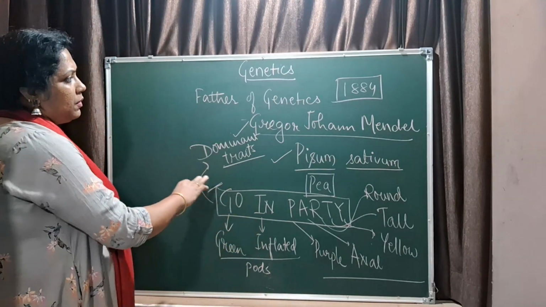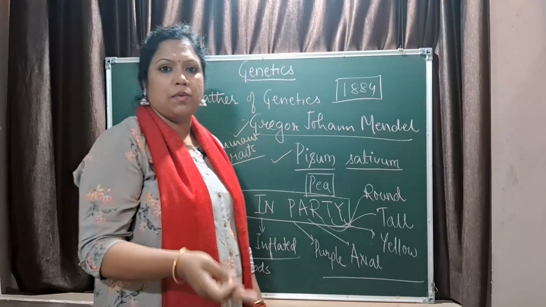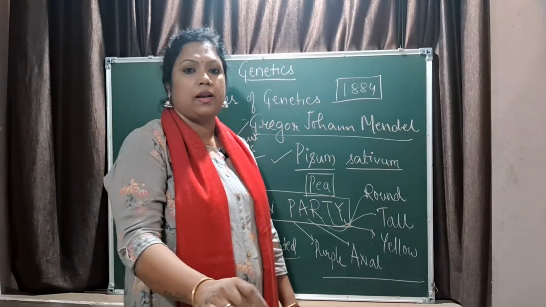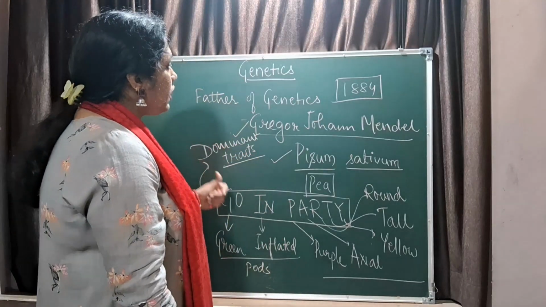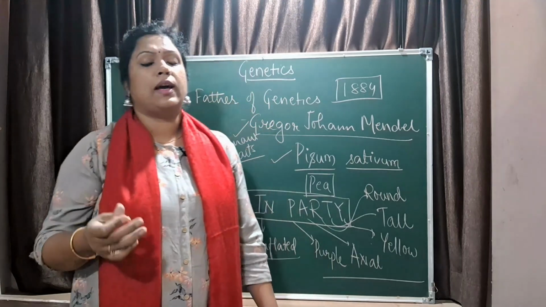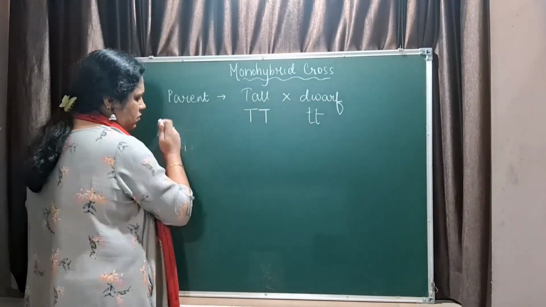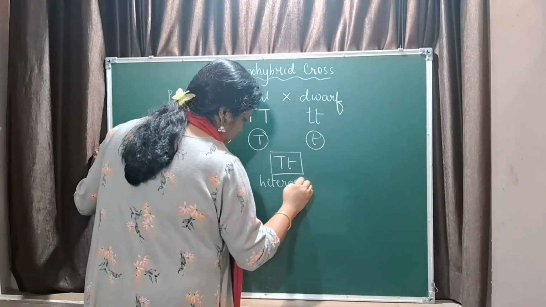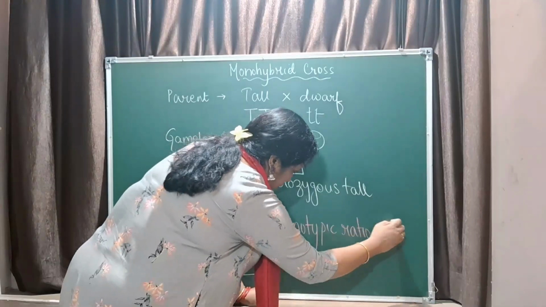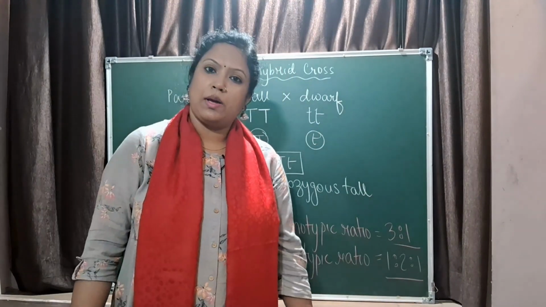So when we have studied about Mendel and his laws, there are three laws that Mendel has given: law of dominance, law of segregation, law of independent assortment. The statement is given in the description, kindly go through the same. Now next we move to the process, that is monohybrid cross and dihybrid cross. So the next topic, monohybrid cross.